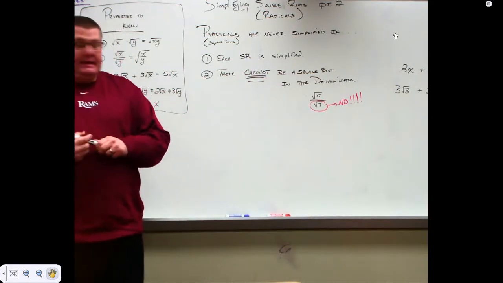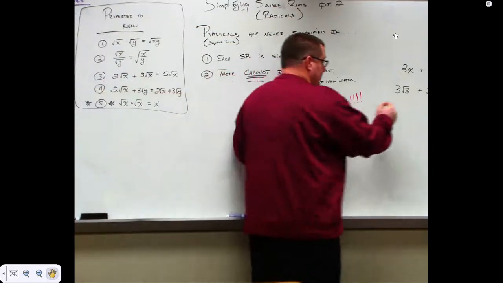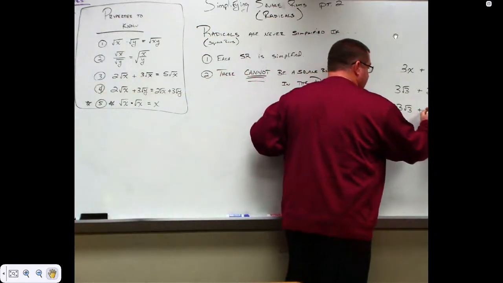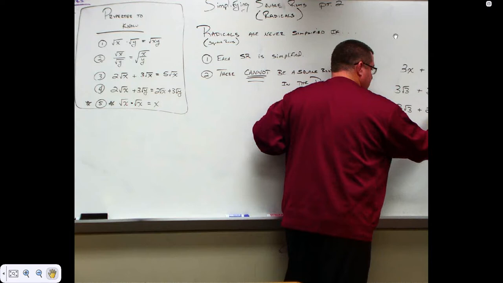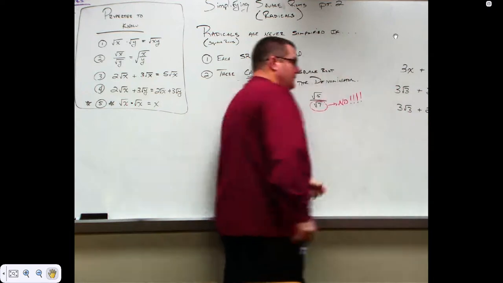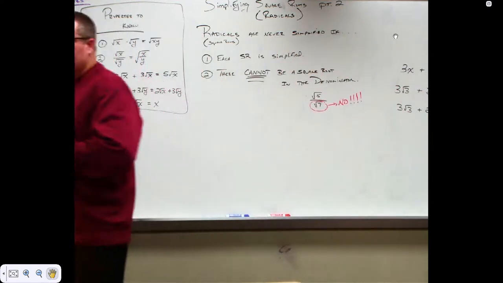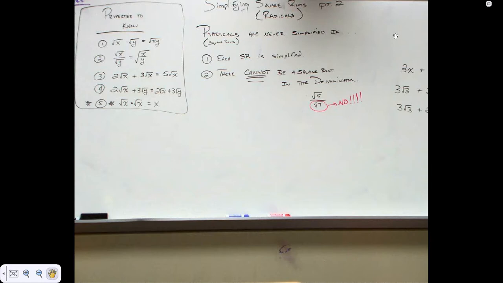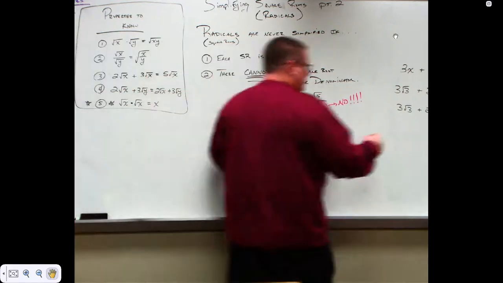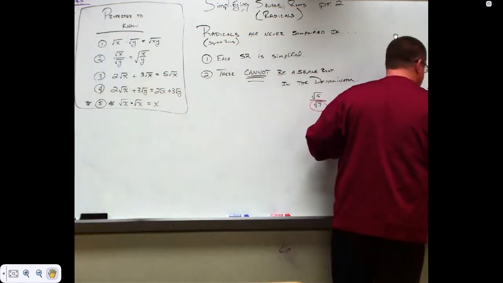Okay? Now, at the same time, guess what? Do you think I can combine these two right here? Do you think those two are like terms? No, because one has square roots of 3, the other one is a square root of 5. When you're adding and subtracting radicals, you need to think of the radical just like a variable. Remember how these weren't like terms? So this is simplified, and you basically can't do anything to it.